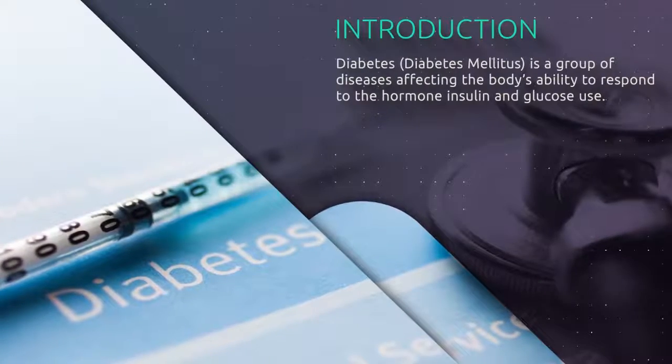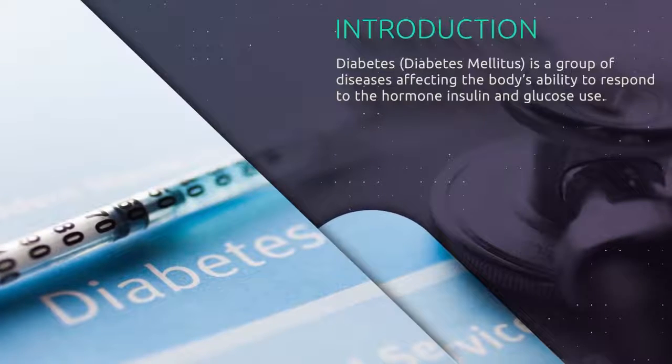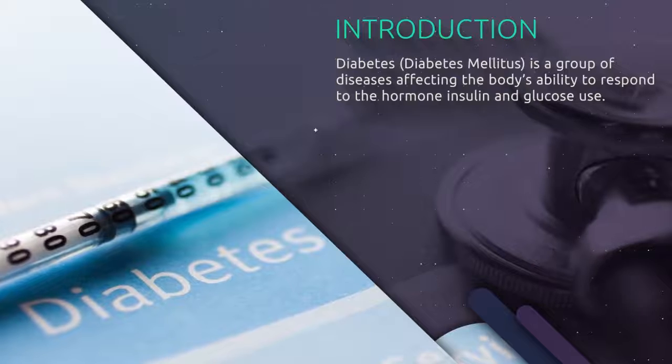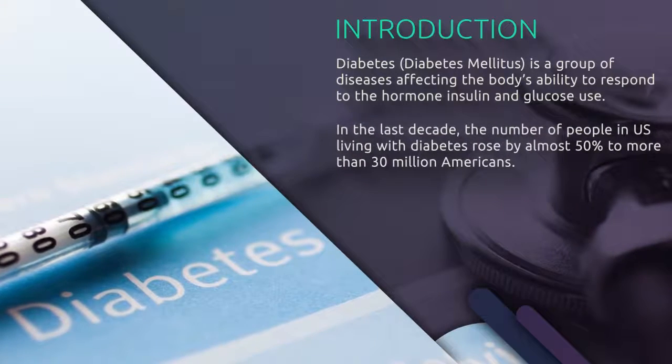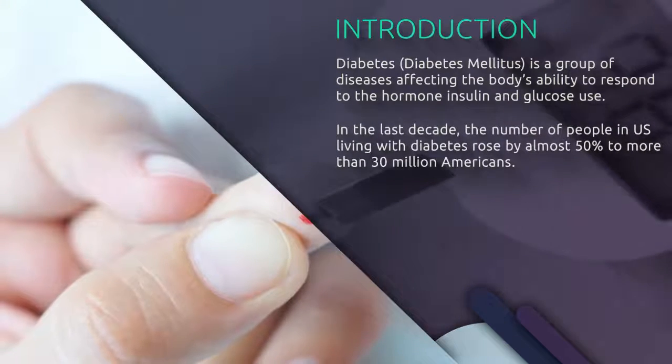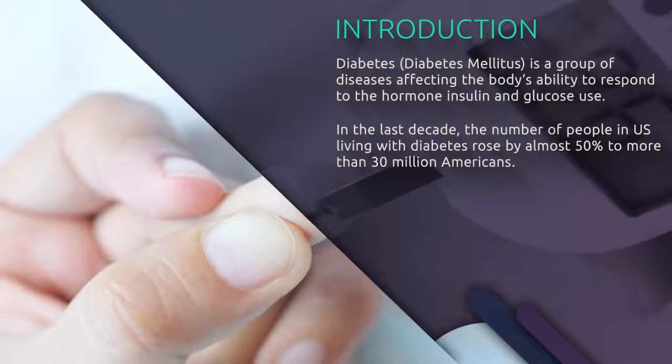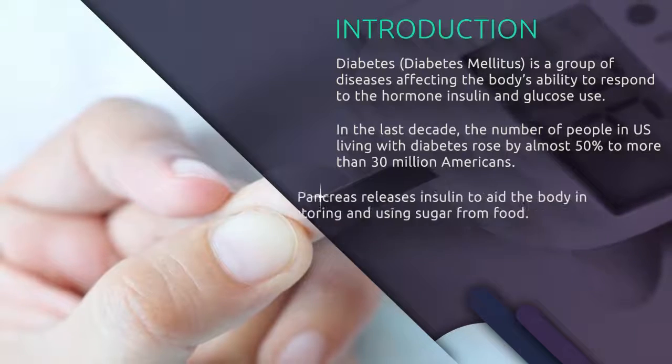Diabetes, also known as diabetes mellitus, is a group of diseases that affect the body's ability to respond to the hormone insulin and how it uses glucose. In the last decade, the number of people living with diabetes in the U.S. had an exponential surge of almost 50% to more than 30 million Americans.